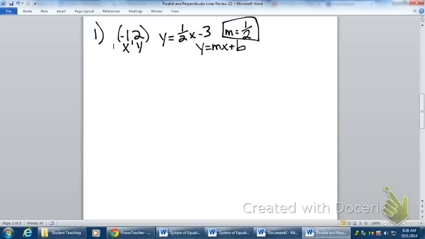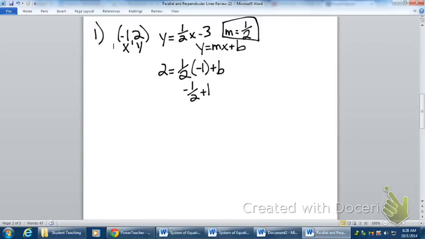So we can plug in our y for y, which is going to be 2, our m for m, which is going to be 1/2, and our x for x. Our x is what? -1. And plus b. Because we're trying to figure out what that b value is so we can write a new equation of a line. Good thinking. Now, 1/2 times -1 is going to give you -1/2.